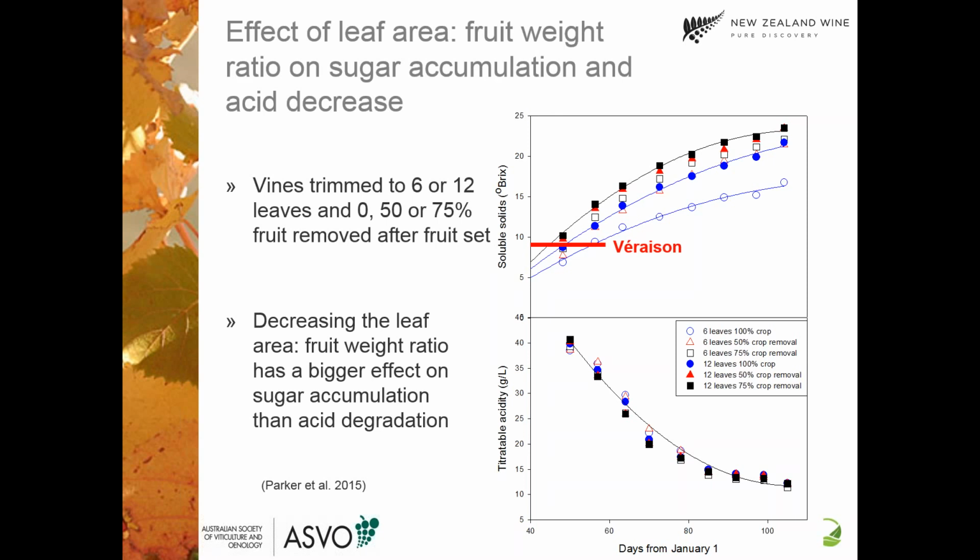manipulating the crop load. And as you can see here, if I can get the pointer to work, here we've got basically an overcropped vine, only 6 leaves with all of its crop, and compare that, say, to the black squares that go up the top here, which is basically the 12-leaf treatment and only 75% of that crop. You see that 2 things have changed. First of all, the date of the raisin.